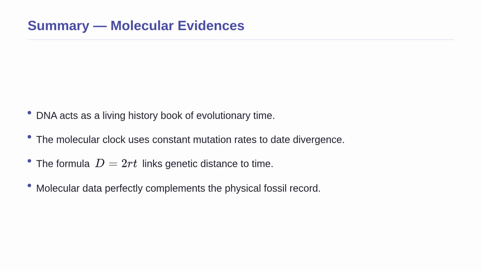We have covered a lot of ground today, so let us summarize the key takeaways. First, we learned that our DNA acts as a living history book, where genetic mutations serve as a readable record of our ancestry. Second, we explored the molecular clock, which relies on the constant accumulation of neutral mutations to precisely date evolutionary splits. We use the formula D equals 2RT to mathematically link genetic distance with time, proving that humans and chimpanzees diverged about 6 million years ago.